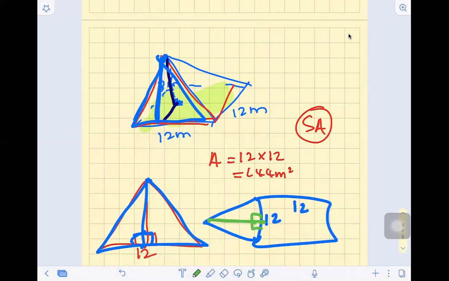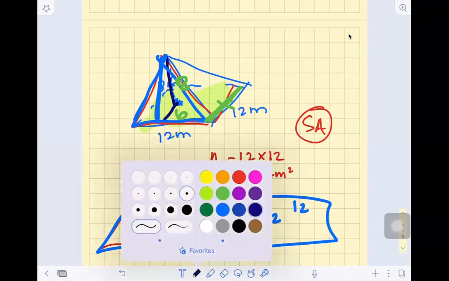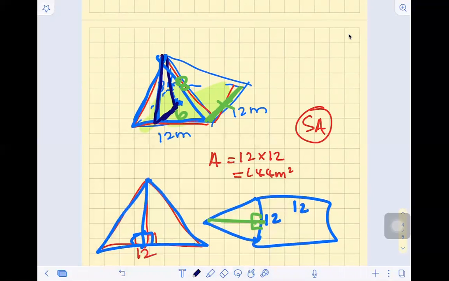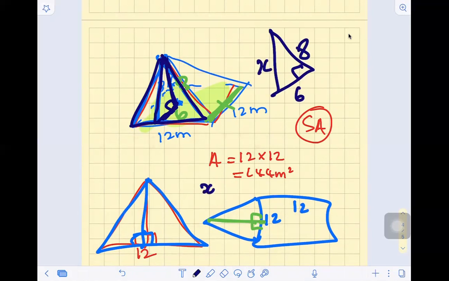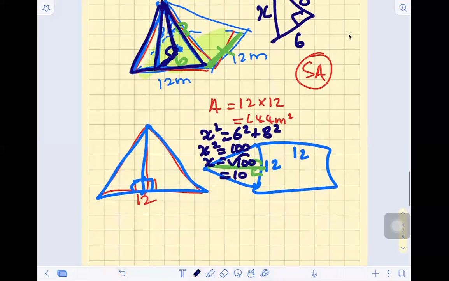Okay, so if we look at this, that's 8 there. Now that's 12 there, so halfway would be 6. So if we're looking at this triangle in here, which we're trying to find the height of, because that's the height of the triangle on the sloping edge, then that triangle, if I pull that out, would be 6, 8. And to find that, x squared equals 6 squared plus 8 squared. So x squared is 100 and x is root 100, which is 10. So each of those triangles has a base of 12 and a height of 10.